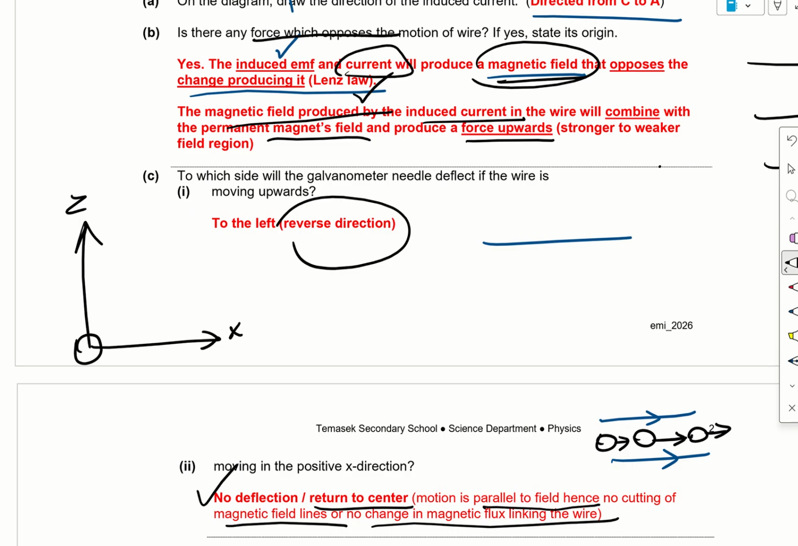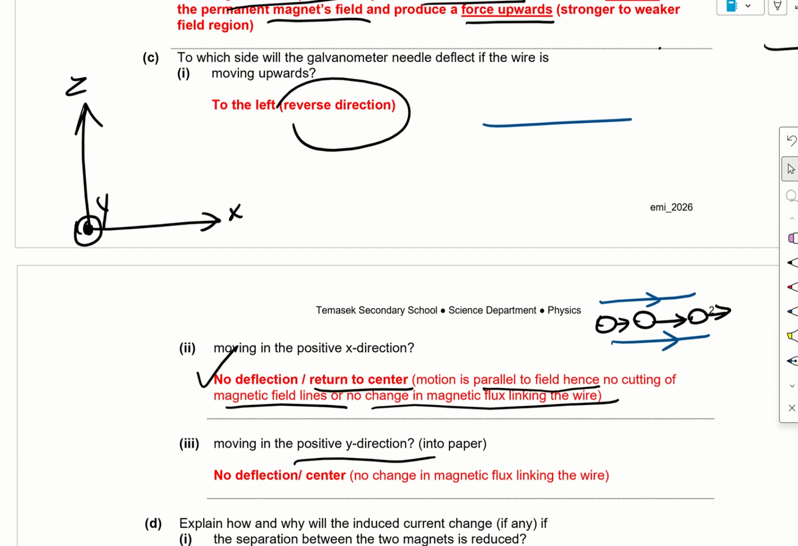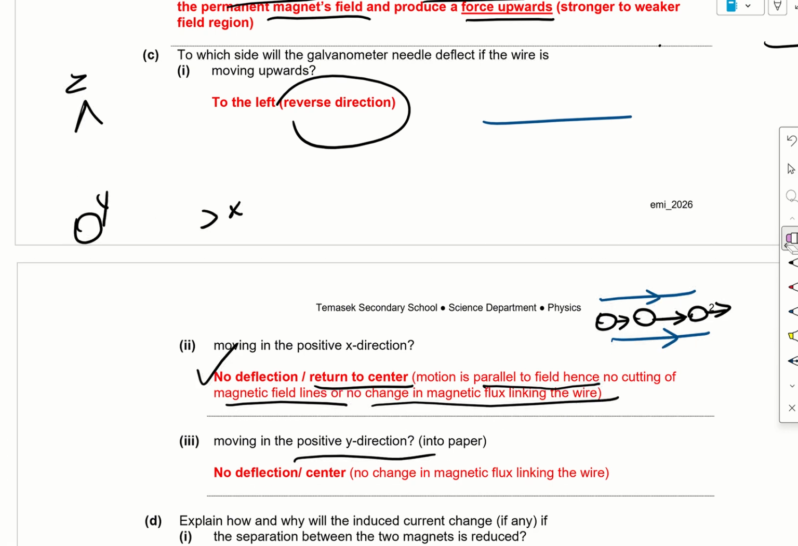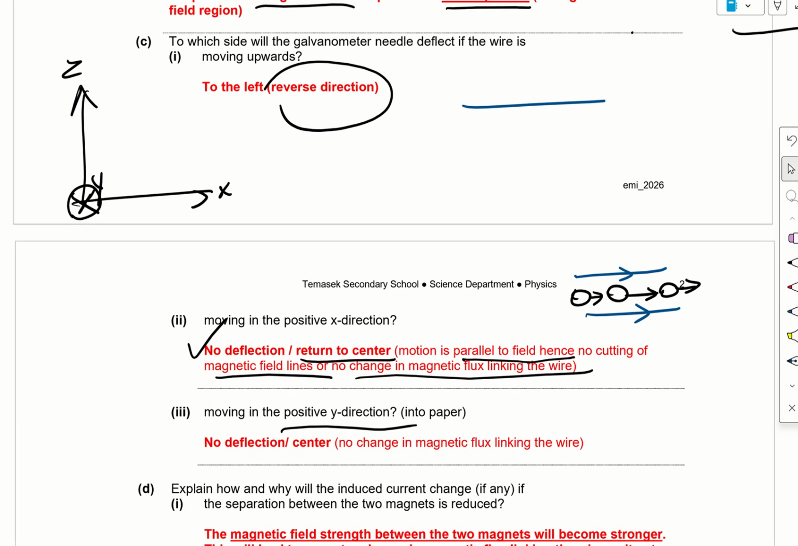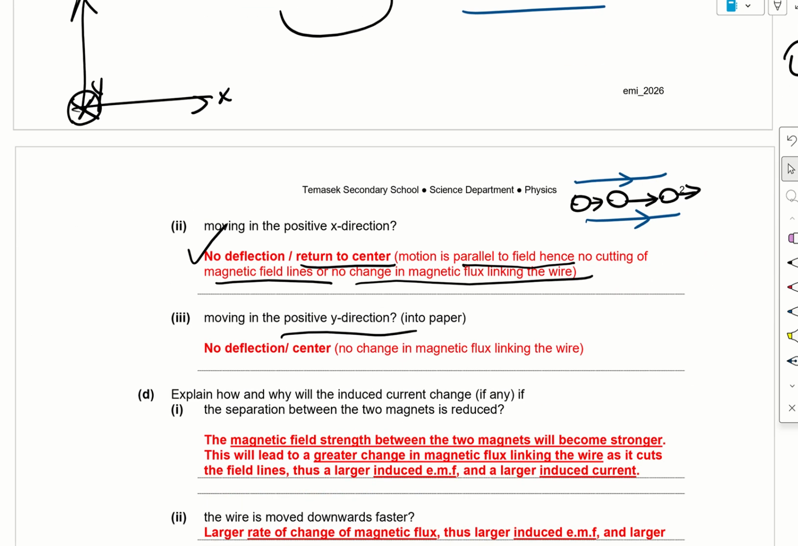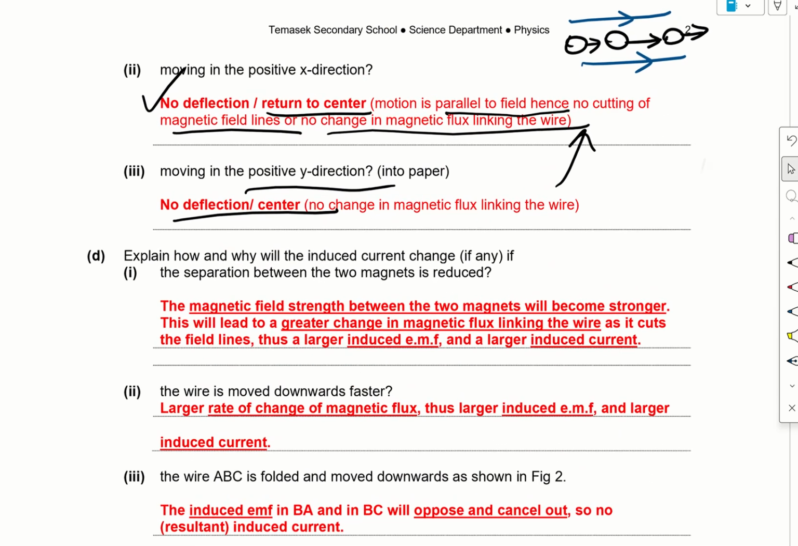So y will be into the page. Okay, sorry, it should not be a dot, it should be a cross because it's going into the page. Okay, so cross means going away from you. So again, there is no deflection, because there's no change in magnetic flux linking the wire.